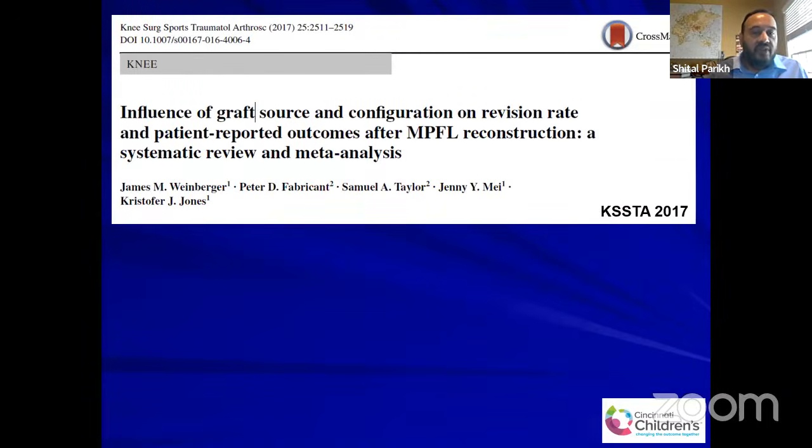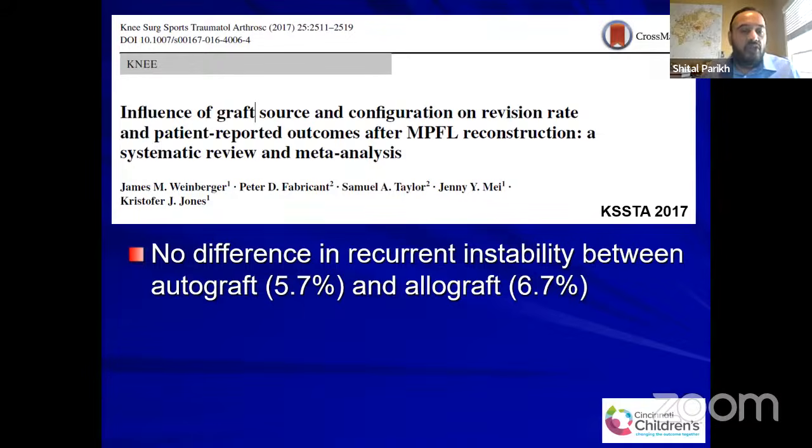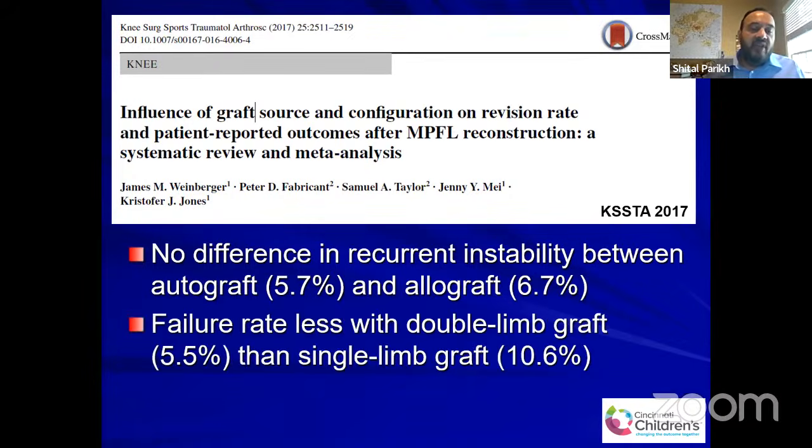Similarly, there are no differences in the revision rate based on the graft source, whether you use an allograft or an autograft. It has not shown to have significant differences. However, a double limb graft has a little bit less failure rate than a single limb graft. And what is a single limb graft is if you take a strip of quad tendon and just rotate it, it's a single limb graft. Similarly, if you take a part of the patellar tendon and rotate it, that is also considered a single limb graft.